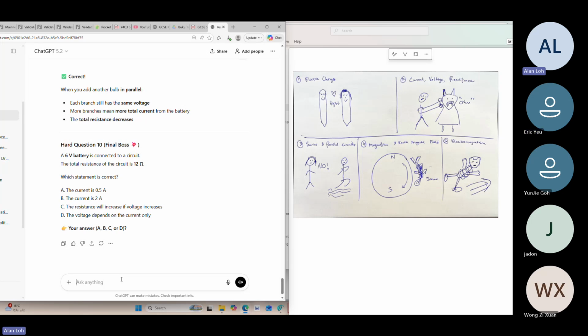Hmm. You remember the formula V equivalent to IR? Voltage is equivalent to current times resistance. So I is equivalent to what? I is equivalent to V divided by R. Is that right? So voltage, resistance equals current divided by voltage.